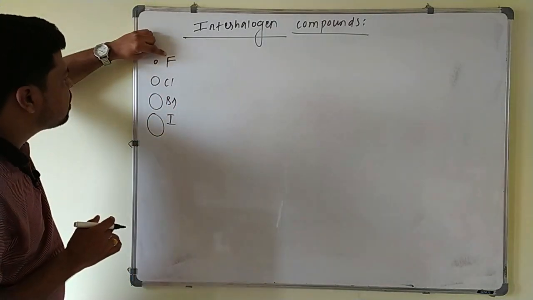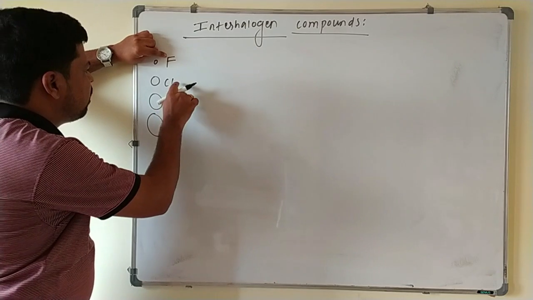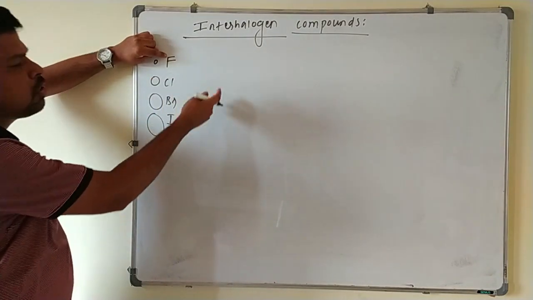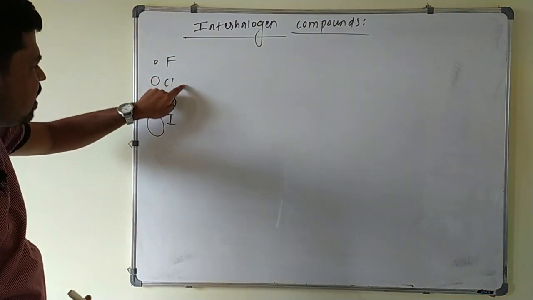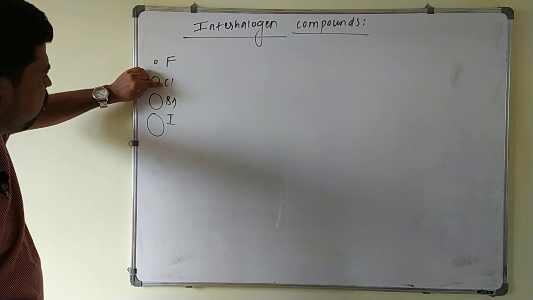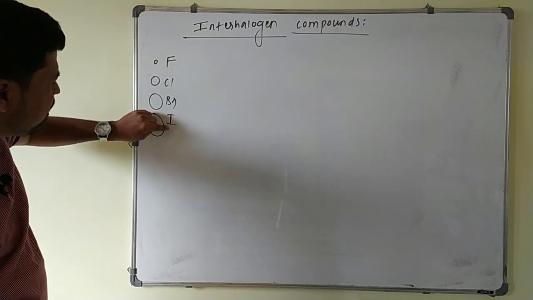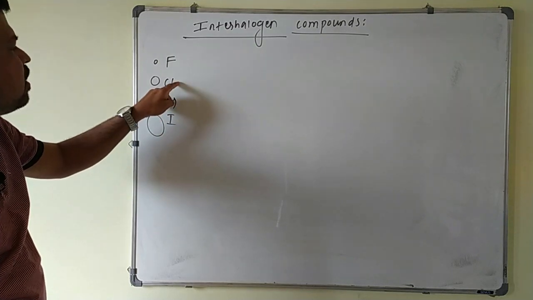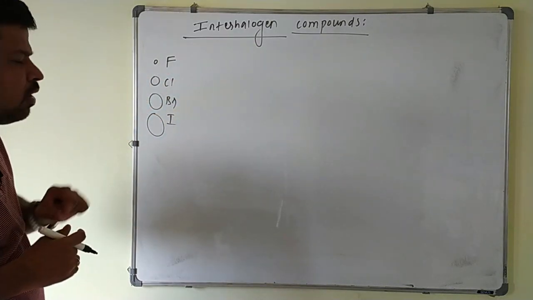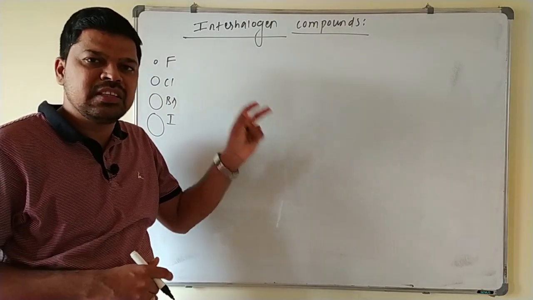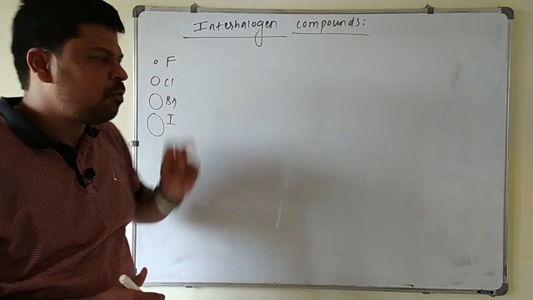So this fluorine being more electronegative, it will react with chlorine, bromine and iodine, where chlorine, bromine and iodine will show positive oxidation state with the fluorine, because these are less electronegative than the fluorine. If you go for chlorine, chlorine is more electronegative than bromine and iodine. These bromine and iodine will show positive oxidation state with the chlorine, because chlorine is more electronegative. Likewise, whenever 2 halogen atoms react with each other, interhalogen compounds are formed here.